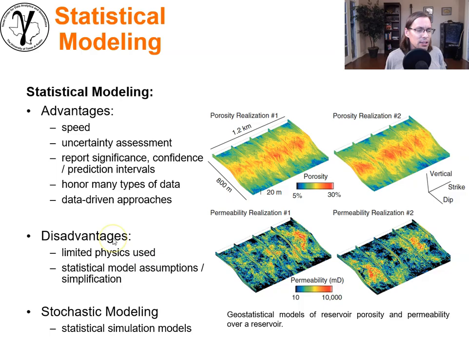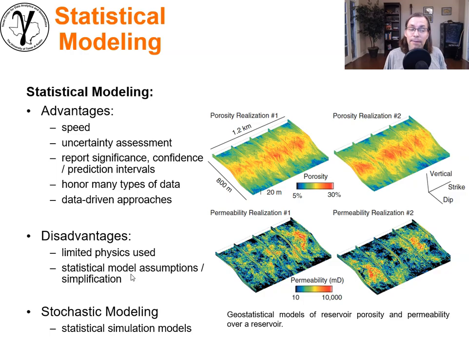Okay. Disadvantages, limited physics used. It's a statistical model based on the data. It's not directly accounting for the physics. Now, I did state that there was a trend model and I did tie it to some depositional processes, but at the same time, that was a deterministic component put into the model through mapping. So that was not the statistical model doing it. The statistical model actually assumed stationarity, didn't account for that.